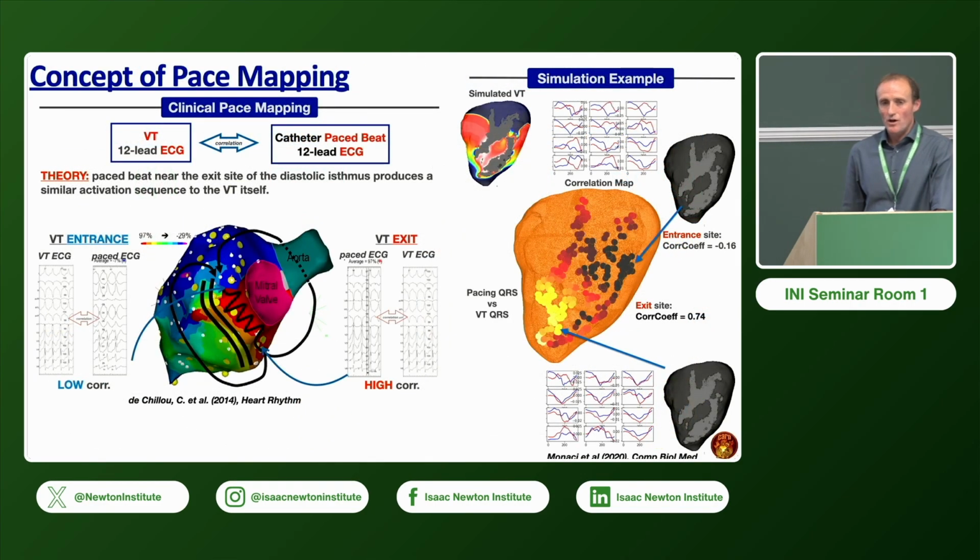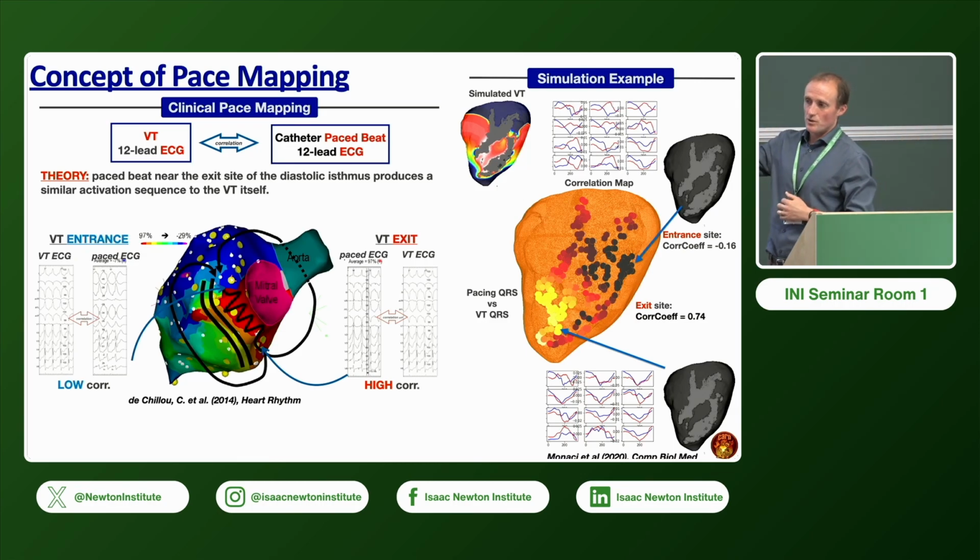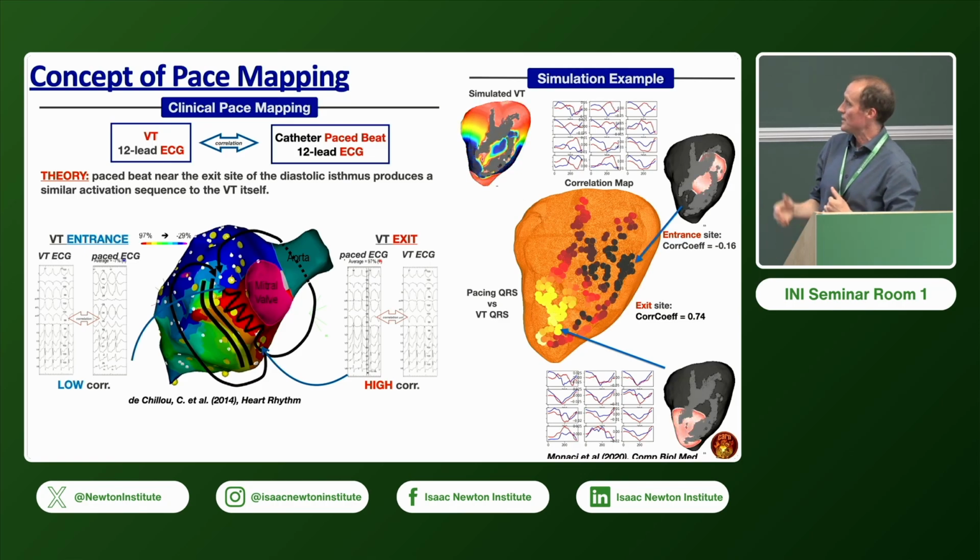So for those of you that aren't aware of the concept of pace mapping, pace mapping is when you have an ECG of the VT, and then you have a catheter in the cath lab, and you basically just go around the heart pacing. Every time you pace, you get a breakout and you get a 12-lead ECG, and you just correlate that with the 12-lead ECG of your VT. The idea is that the morphology of the QRS matches when you're at the exit site, and it has almost the opposite morphology at the entrance site. So this is hopefully shown in this kind of simulated example here.